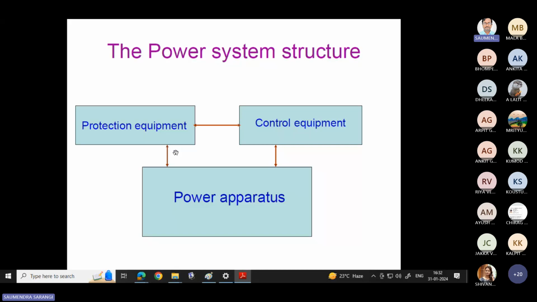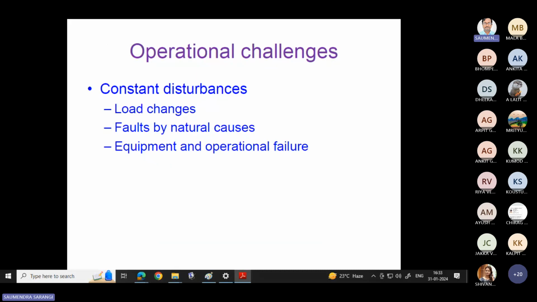The relay detects the fault. If there is an insulation failure, the current will continuously be high, and that high current will be detected. When it detects the high current, it gives a signal to the circuit breaker, and the circuit breaker will operate. When the circuit breaker operates, the faulty element is immediately disconnected. So basically, we need to identify the different equipment: the relay, the CT and PT as a sensor, and the circuit breaker to open the circuit.